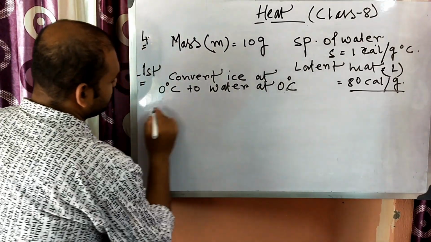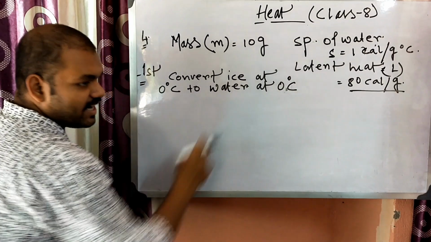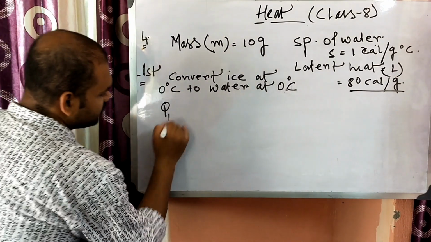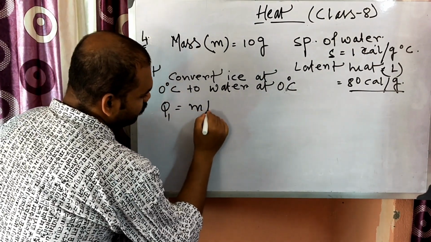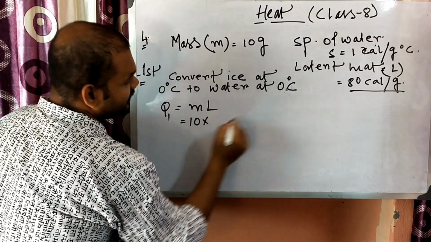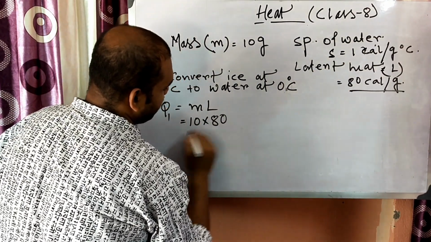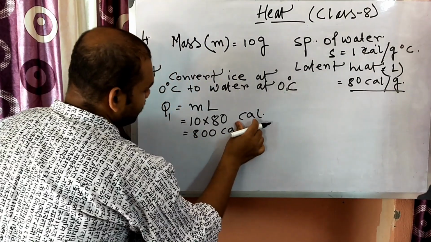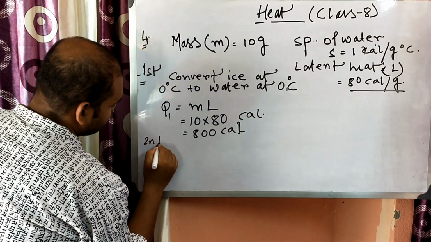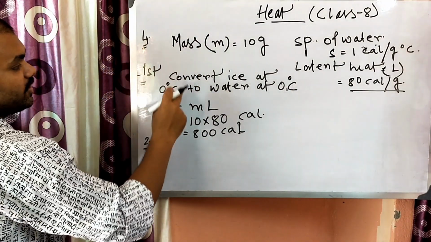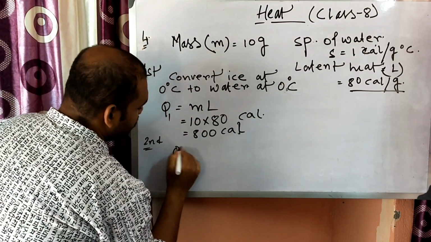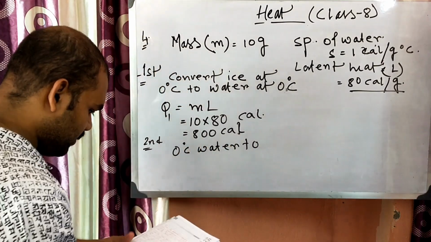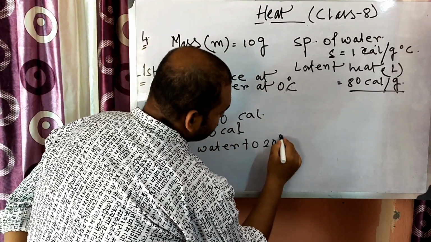Mass is 10, so here change of state happens. So in case of change of state, suppose Q1, so Q1 will be m into L. So mass is 10 gram and latent heat 80 calorie per gram, so it will be 800 calorie. And in the second step, we need to increase the temperature of 0 degree C water to 20 degree C water.